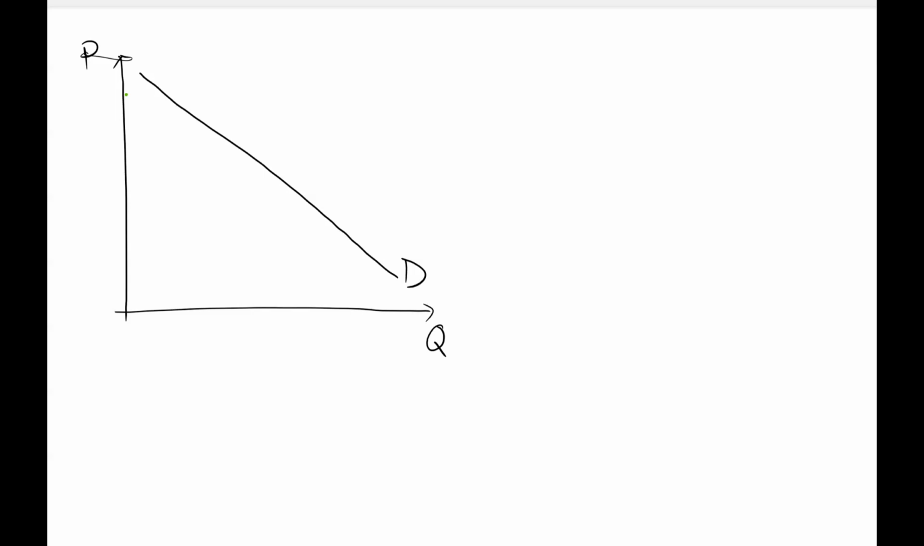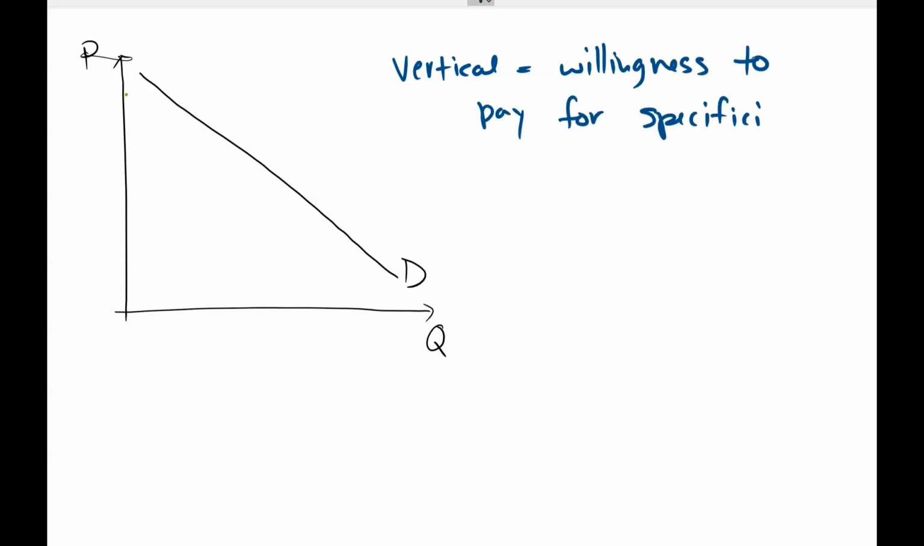And now we're going to do kind of a vertical interpretation. So this vertical interpretation is going to be about willingness to pay for a specific unit. So for example, let's suppose we go to the fifth unit. So we go here, this is the fifth one. If we look at it vertically, then this demand curve tells us how much is somebody willing to pay for this unit?